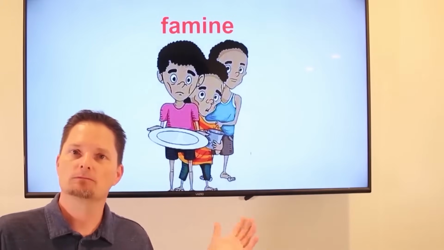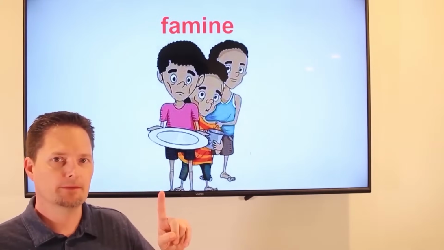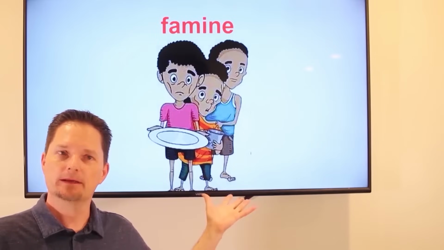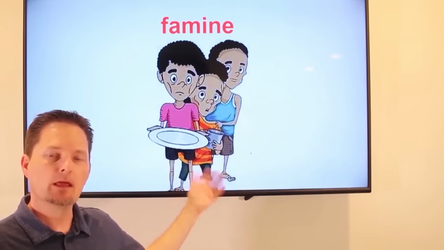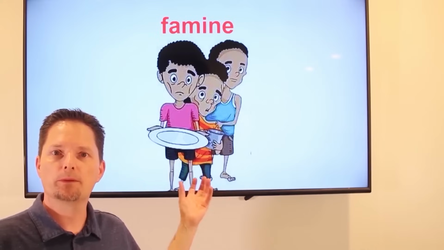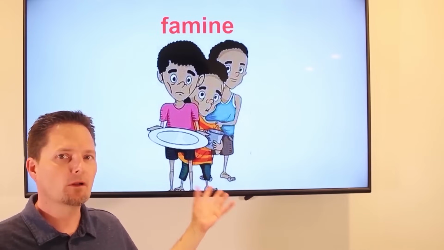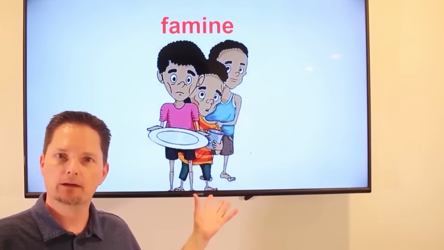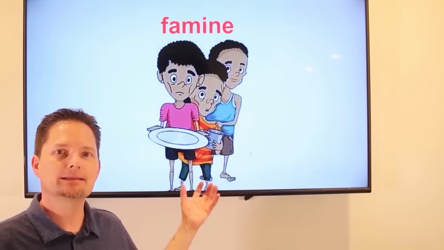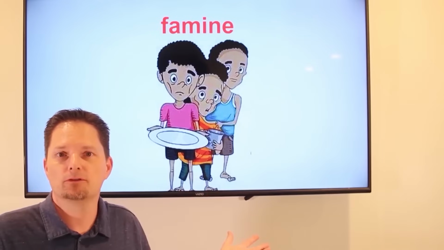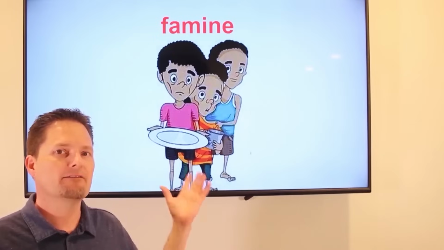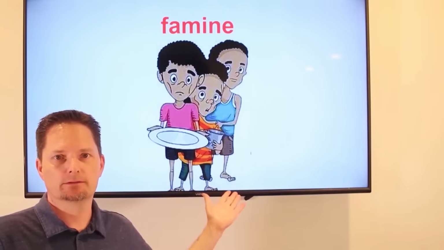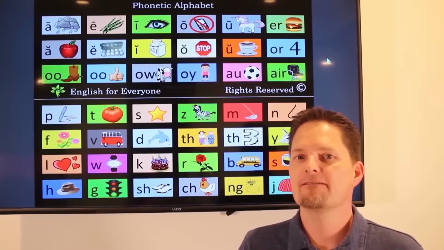Next we have famine. Famine is countable. For one, a famine. There is a famine in their country. They don't have enough food for the people. All the people are very, very hungry, and they are dying and getting sick because they have no food. There is a famine in their country. Pronunciation, famine.